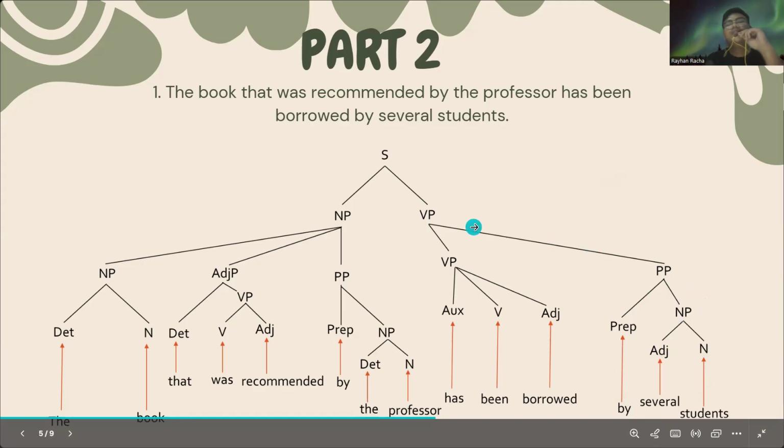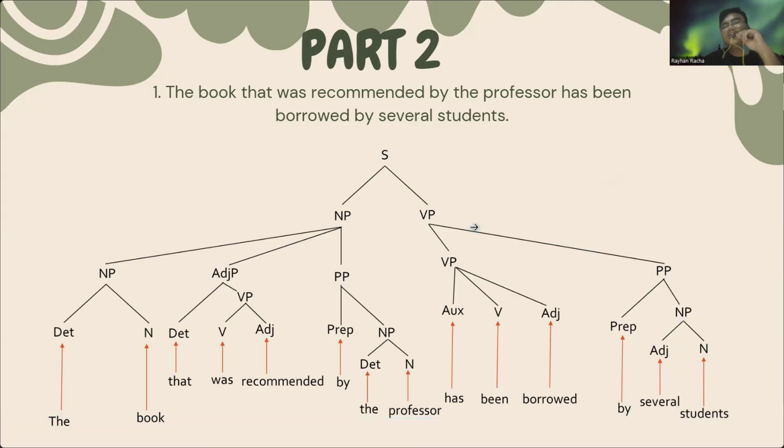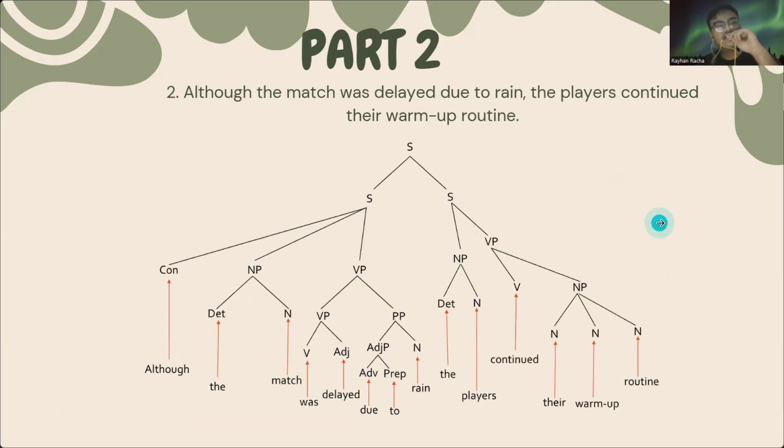So basically, the noun phrase is "the book that was recommended by the professor", and the verb phrase is "has been borrowed by several students". So this is the first one. Moving on to the next one, the sentence: "Although the match was delayed due to rain, the player continued their warm-up routine."